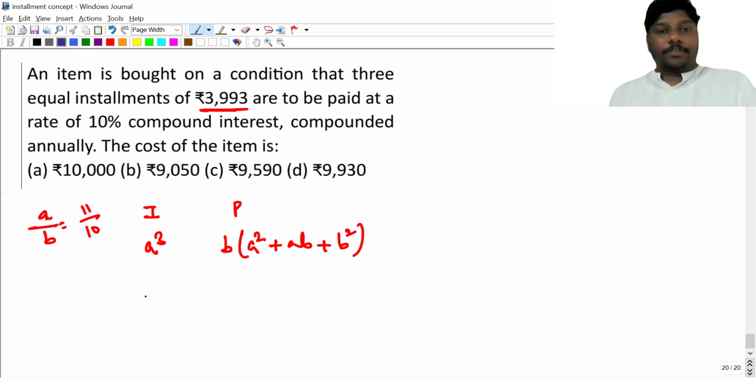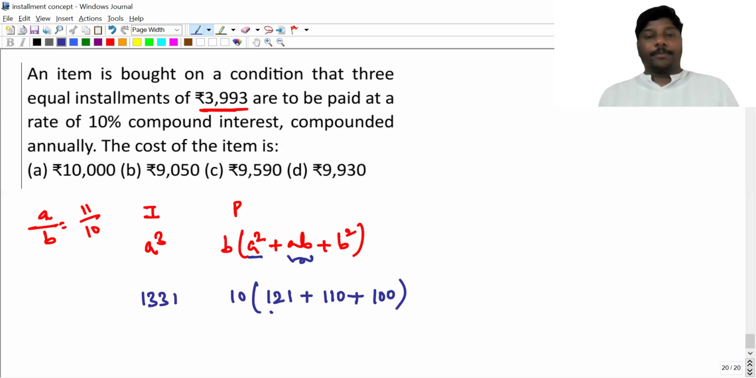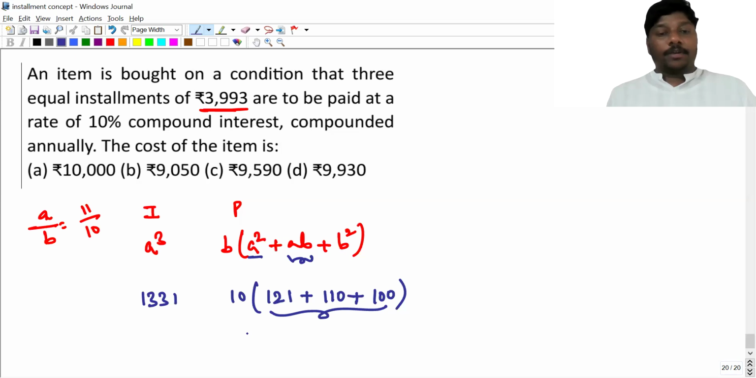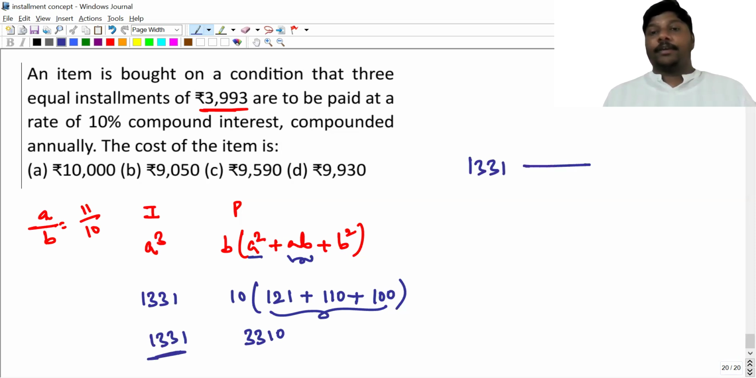సో సింపుల్ గా మనం ఏం తీసుకోవచ్చు? ఇది 11 cube అంటే 1331, B అంటే 10, 11 square is 121, 11 into 10, B square అంటే 100. సమ్ చేయండి ఏమవుతుంది మనకి? 100 plus 110 plus 121 is 331, 331 and 0. ఓకే, సో 1331 మన ఇన్స్టాల్మెంట్ అయితే మన ప్రిన్సిపల్ ఎంత? ఇది ఇన్స్టాల్మెంట్ అయితే ప్రిన్సిపల్ వచ్చేసి 3310 ఇచ్చాడు.